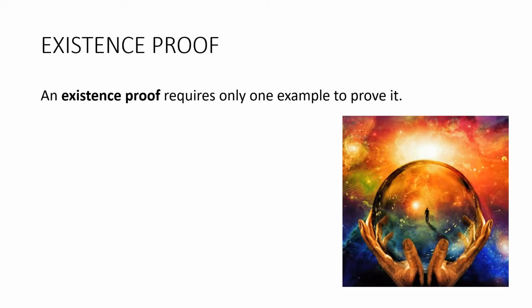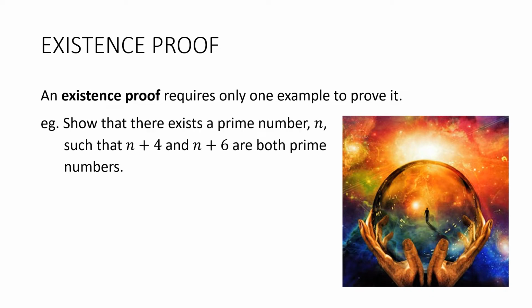An existence proof requires only one example to prove it. So we might want to prove that there exists a prime number n, such that n plus 4 and n plus 6 are both prime numbers. We need only one example, and n equals 7 will work because 7 plus 4 is 11, which is prime, and 7 plus 6 is 13, which is also prime.